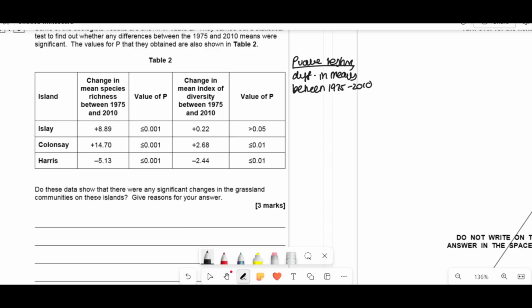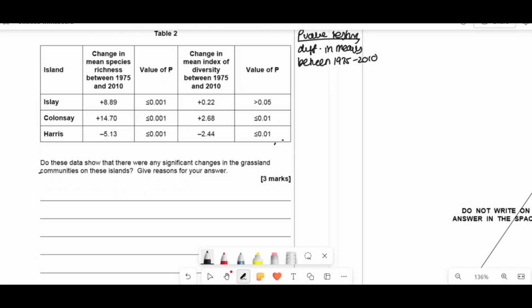So it says here, do these data show that there were any significant changes in the grassland communities on these islands? Give reasons for your answers. So we have a look. We have an island here, Islay, whatever, and we're looking at the change in the mean species. If it's a plus, it means the species richness has gone up. It's told you that the p-value for the species richness between 1975 and 2010 is less than 0.001. So that's a significant difference, as in it's significantly higher. The difference is not due to chance. The change is not due to chance.